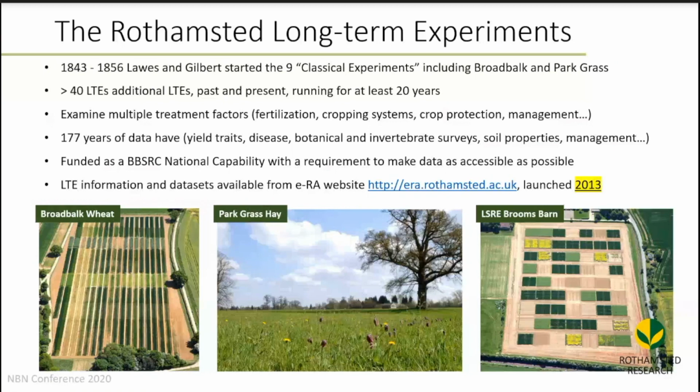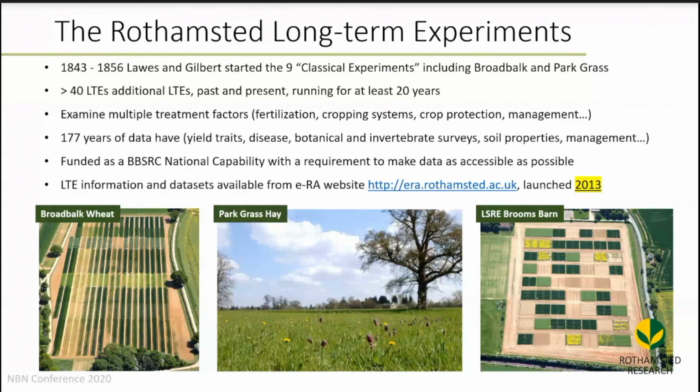So our long-term experiments started in the mid-19th century with Lawes and Gilbert, and these include Broadbalk wheat and Park Grass, two of our most famous experiments, which are still running to this day. And since then, we've had other new experiments come on. The most recent being the large-scale rotation experiments at Broom's Barn, which are testing various different treatment and cropping system factors. And this is a feature of our experiments, is that they test many different things, whether it's crop fertilization, the cropping system, crop protection, or management. And they've been running on and off for over 170 years.